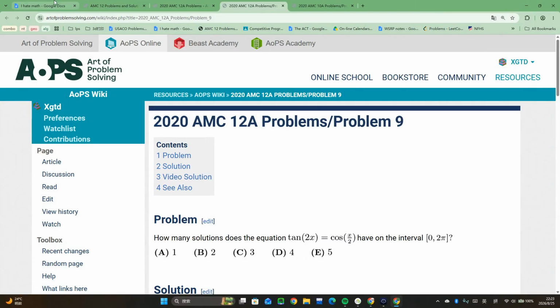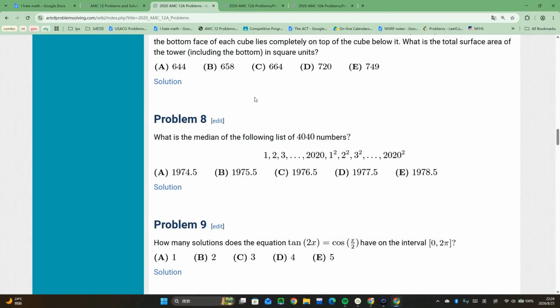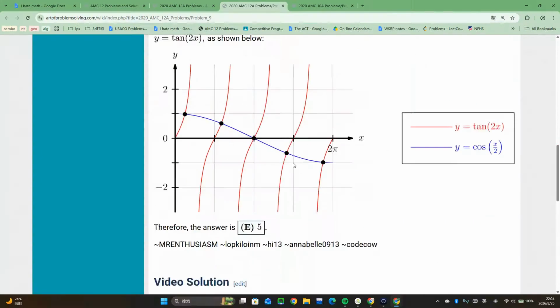To solve a problem, especially a complex one like this, all you really have to do is graph it out. Specifically, we all know how to graph a tangent. It's just these branches, right? They go up and down, asymptotes, whatever, pre-calc. And then we all know how to graph cosine. It's just a wave. So we literally graph it out and we literally get this. And this has 5 intersections.